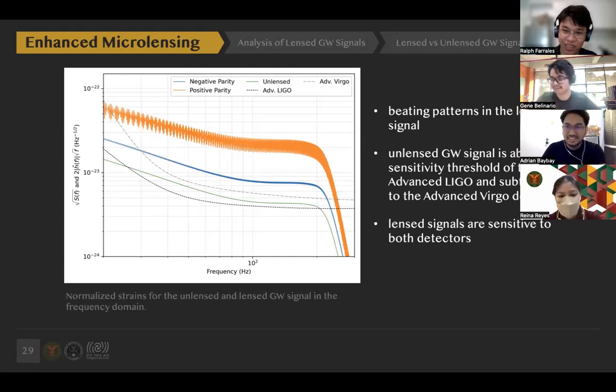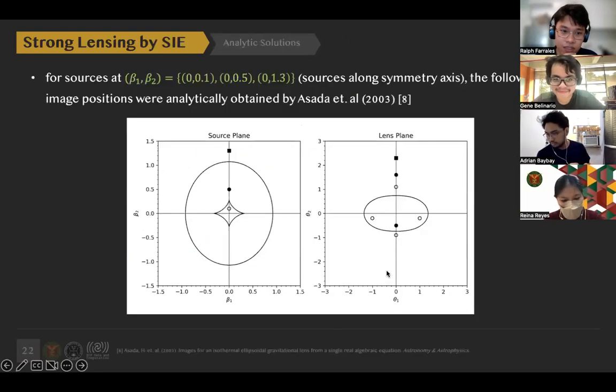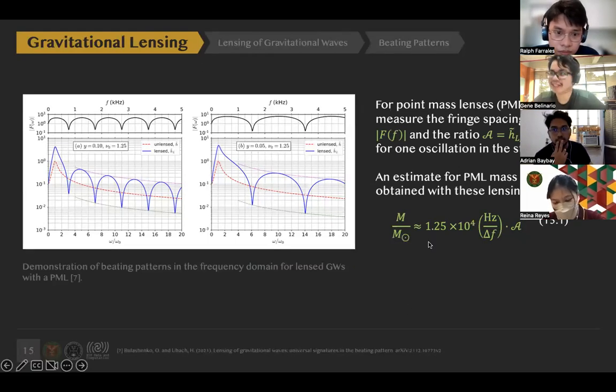Thank you. Quick follow-up there. Why do beating patterns occur when there is a lens? Good question. Actually, let me just go back here. So why do beating patterns occur?